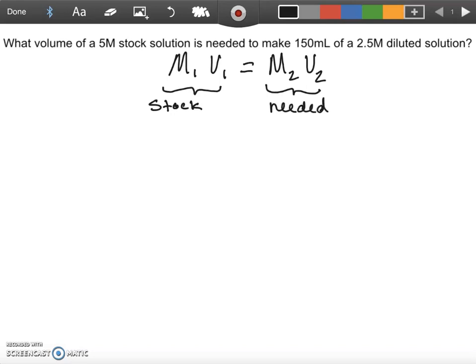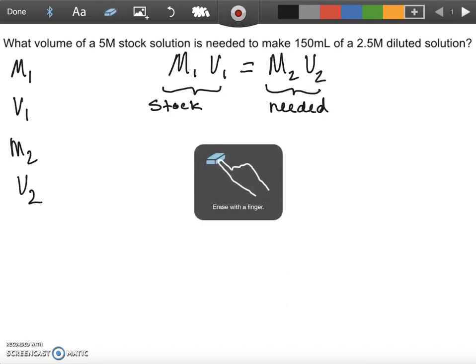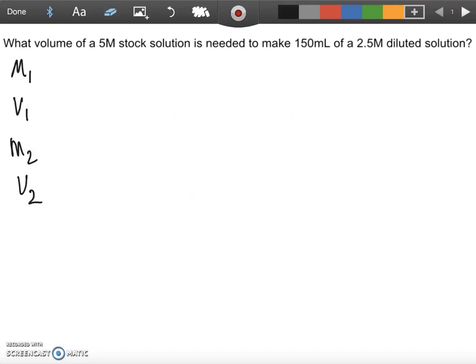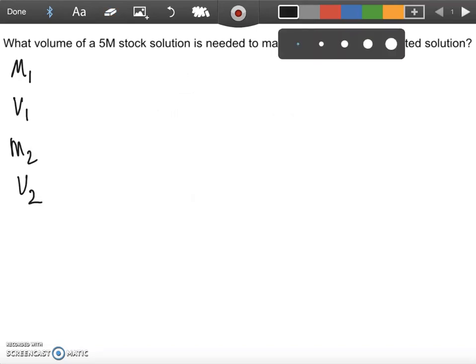It's the new stuff. Whenever you're going to do a multivariable problem like this, it's always a good idea to list the variables that you know, list what you don't know so that you can understand what variable the problem is asking you for. Okay, so we have an M1, a V1, an M2, and a V2. All right, let's look back at the problem and see if we can figure out what information about the stock is available. Okay, it says what volume is needed of a 5 molar stock solution.